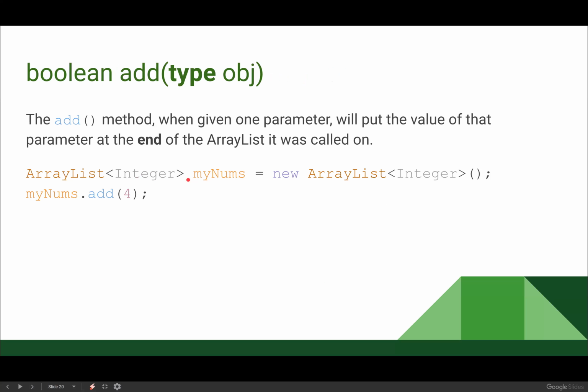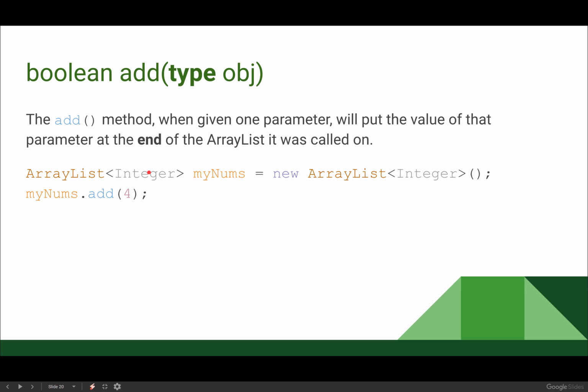First is the add method with a single parameter. It's going to return a Boolean, and the single parameter must be of the same type as the array list is storing. So if you're storing strings, your value has to be a string. If you're storing integers, your value has to be an integer. This add method is going to add the value you pass to the end of the array list that you call it on.